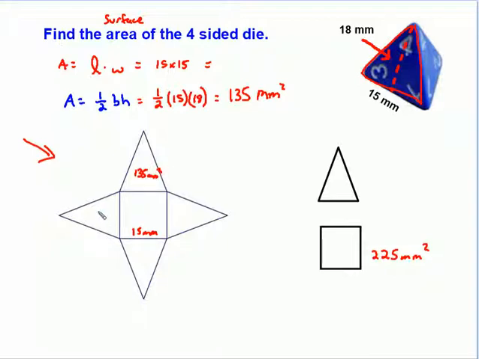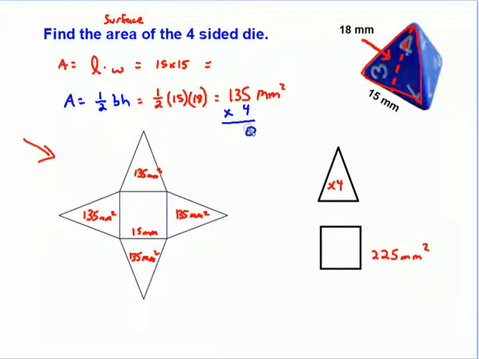That means, how big is this one? Also 135 millimeters squared. What about this one? Also 135 millimeters squared. Same thing for this one, 135 millimeters squared. So now I can add those all together, or I can just multiply it by 4. See, there are 4 of these triangles. So I've got to multiply my area times 4. And I'm going to do that right up here.